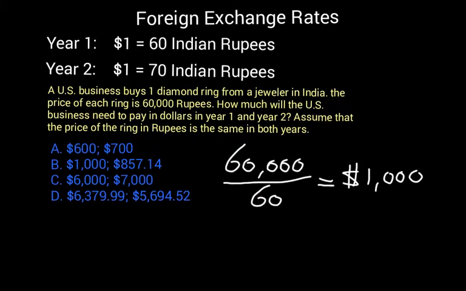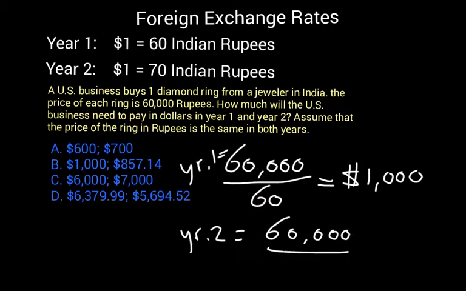So now we already know the answer. It's going to be B. But let's just verify that the answer in year two is $857.14. So this is in year one. Now in year two, the price of the ring is still the same, so it's still going to be 60,000. But now the person doing the exchanging is getting 70 rupees, so the value of the dollar has increased. 60,000 divided by 70 is indeed 857.14. So the answer indeed is choice B.